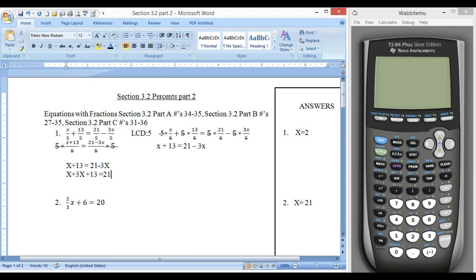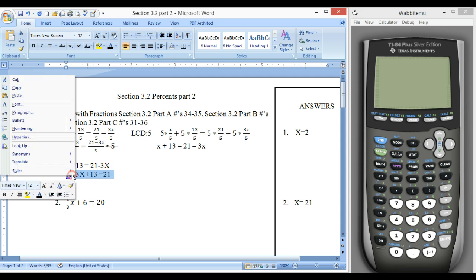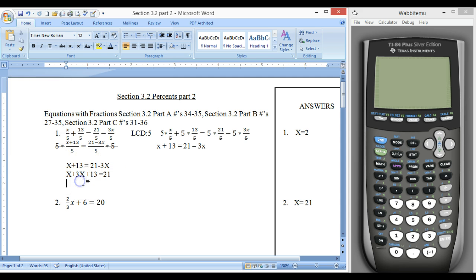Equals the 21. Now on this next step, let's go ahead and subtract the 13 over. So we could have done that on the same step, but let's not. I don't want to lose anyone. So now I need to subtract the 13 here and combine what I have. Okay, let's combine the left side, which gives me 4x, and the right side, 21 minus 13 is 8.